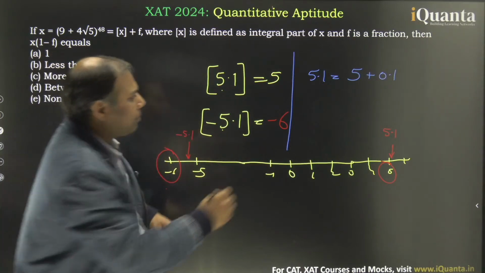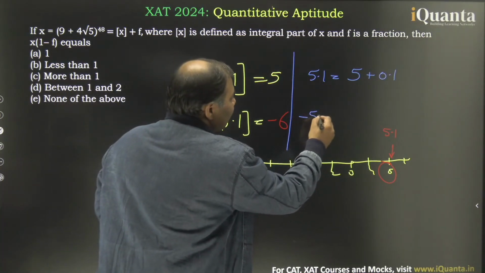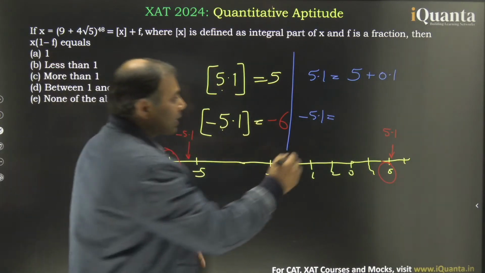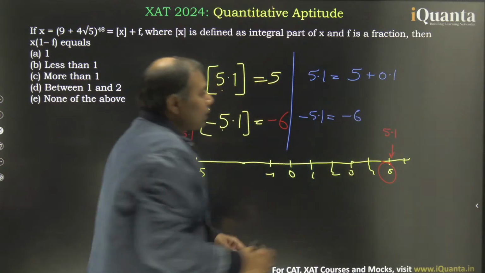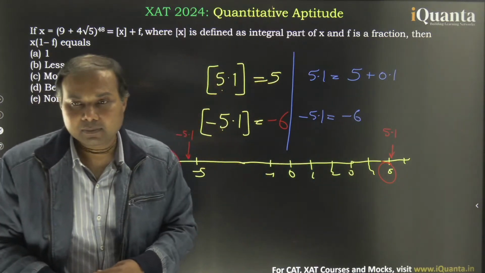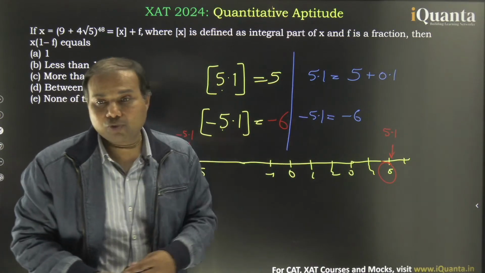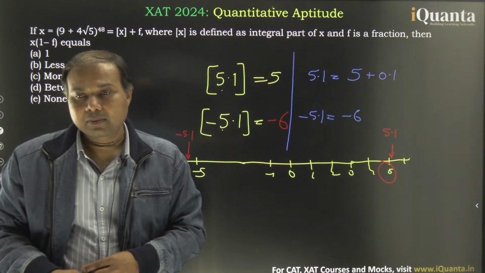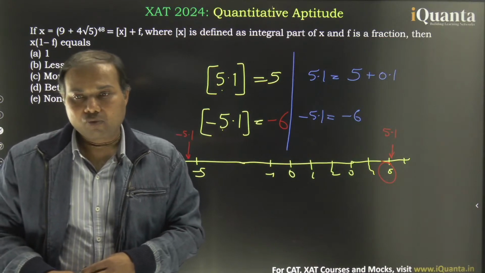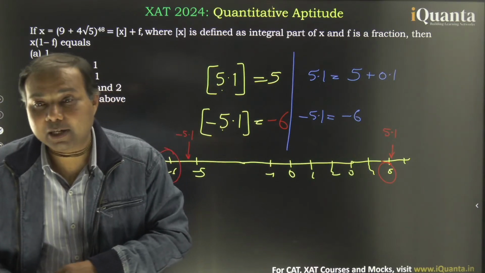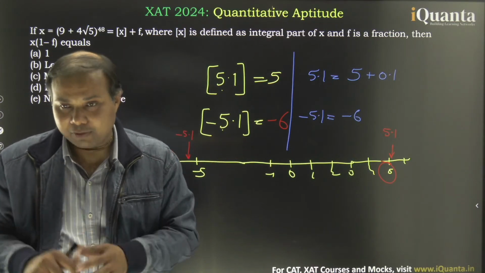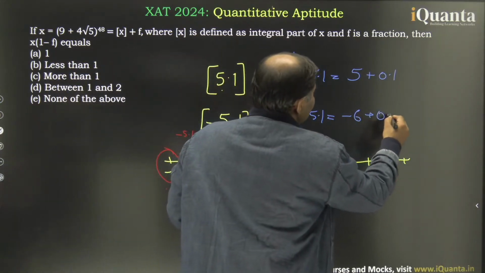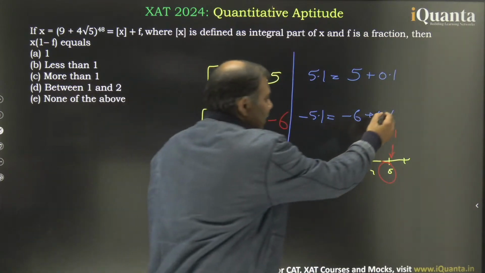Let's see this negative number. For -5.1, we have just talked about how its greatest integral value is -6. Can you tell me what the fractional part is in this number? What is the fractional part in this -5.1? What is the fractional part? Yes, it is 9/10 or 0.9, positive, right? So it is plus 0.9.